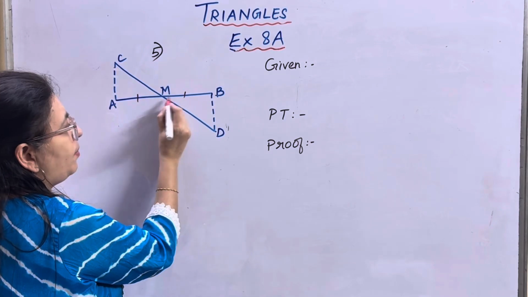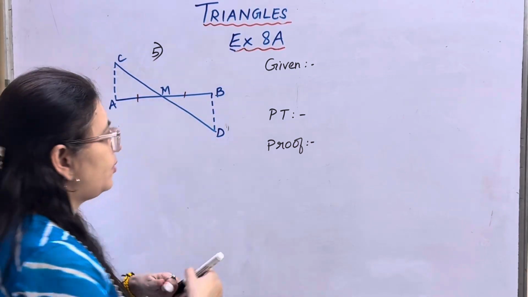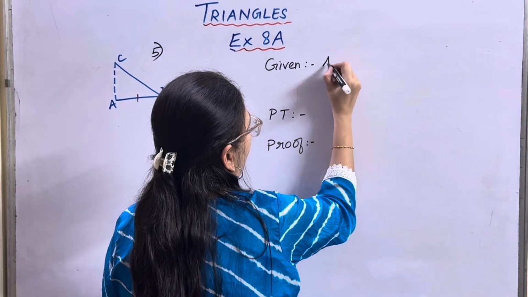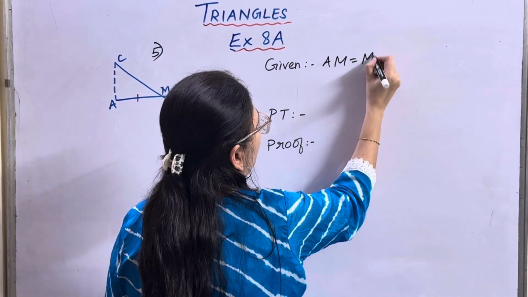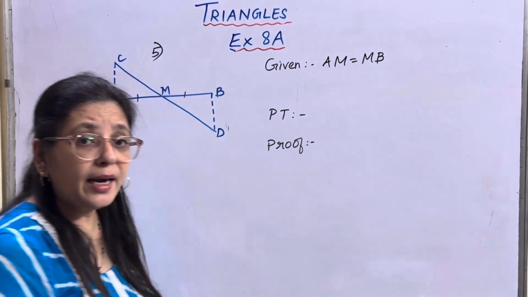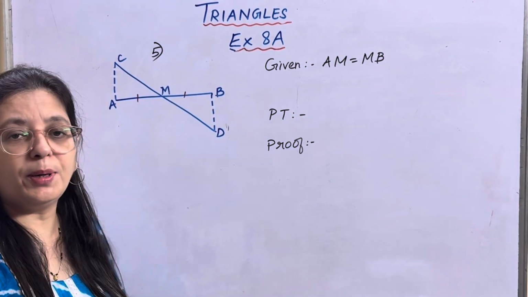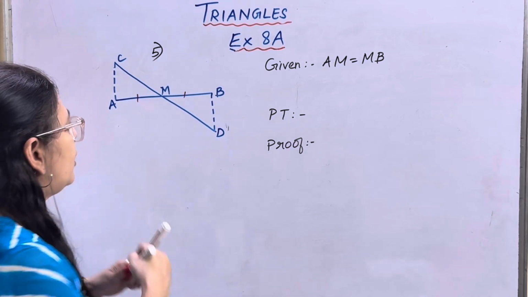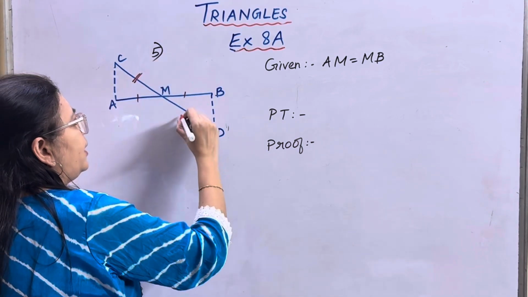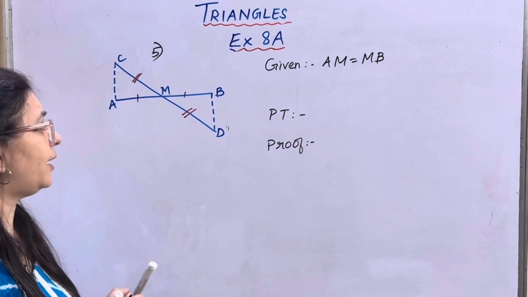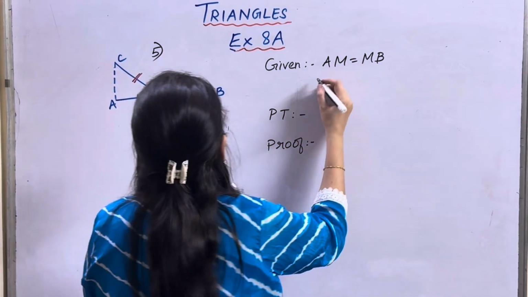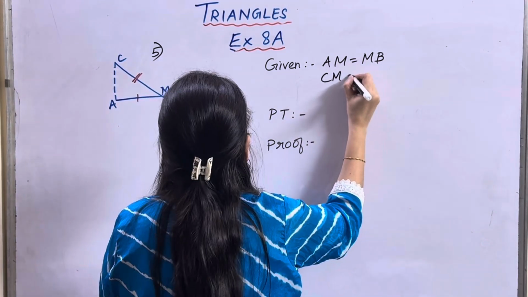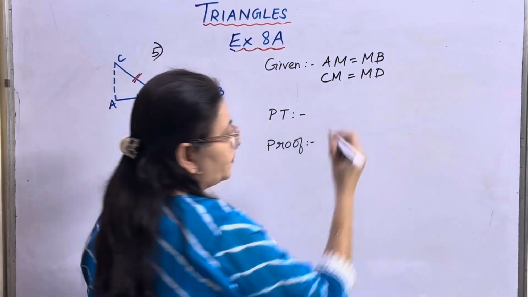That means AM is equal to MB. So you will write here AM is equal to MB. And M is also a midpoint of CD. That is given in the question. That means this side is equal to this side. So you will write CM is equal to MD.